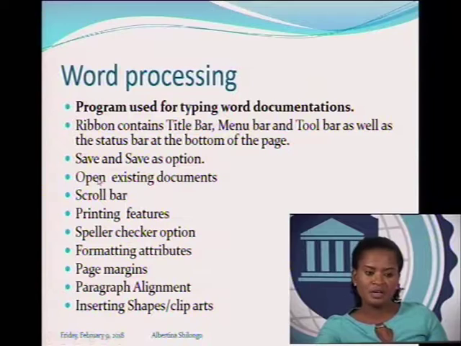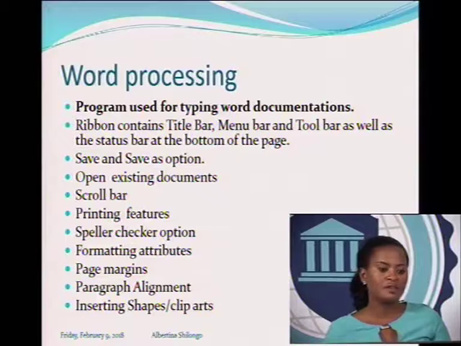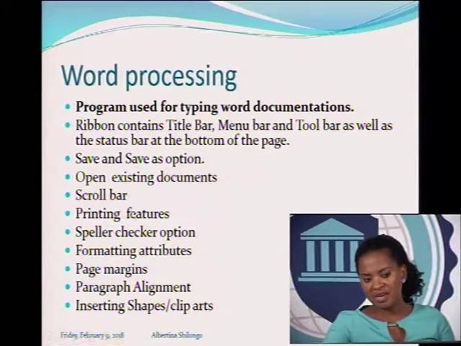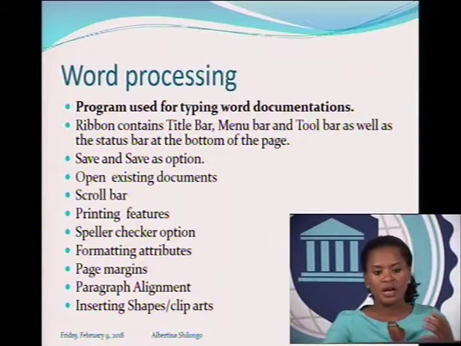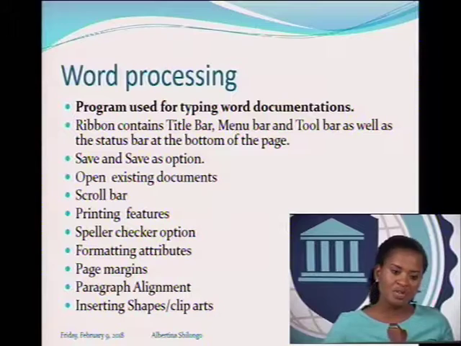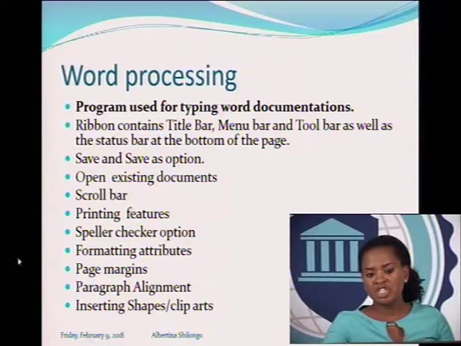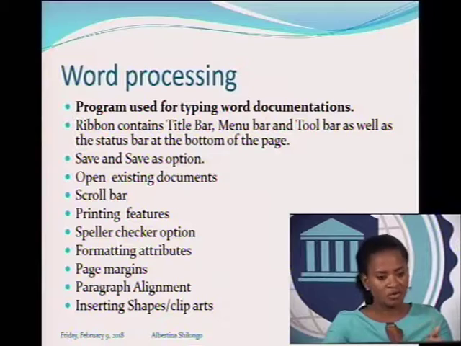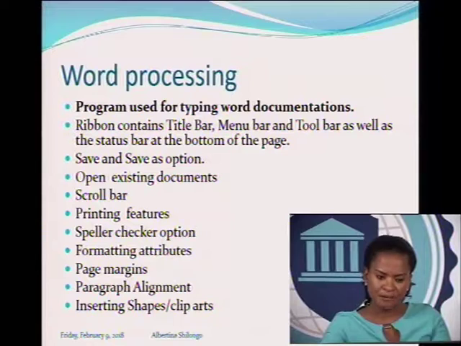You also have the open existing document feature. You've got the scroll bar on your right hand side. This is a feature that allows you to go up or down your document. If you want to send your document to a printer, you've got the printing features. With the printing features, you can select whether you want to print your document as portrait or as landscape. You've got the spell checker option. If you see that there are a lot of errors in your document, this program comes with a feature called the spell checker.